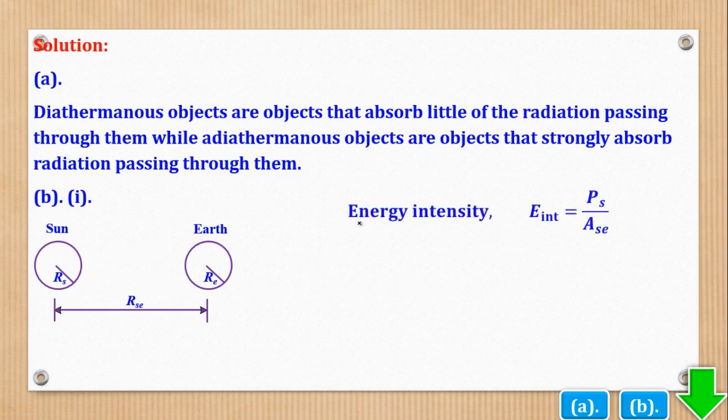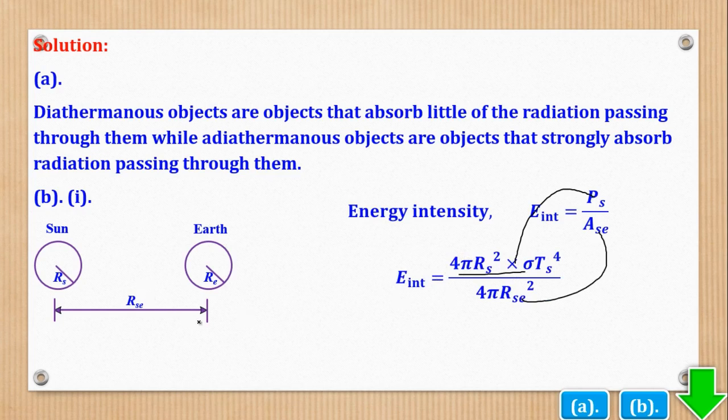So we shall come here and say that energy intensity is given by power radiated over the area of this sphere, the sphere which makes the orbit of the earth. So this power radiated is given by that formula, I think you remember it. Then this area, the surface area of the sphere, we shall use this as the radius. So when I try to simplify, I come up with that.